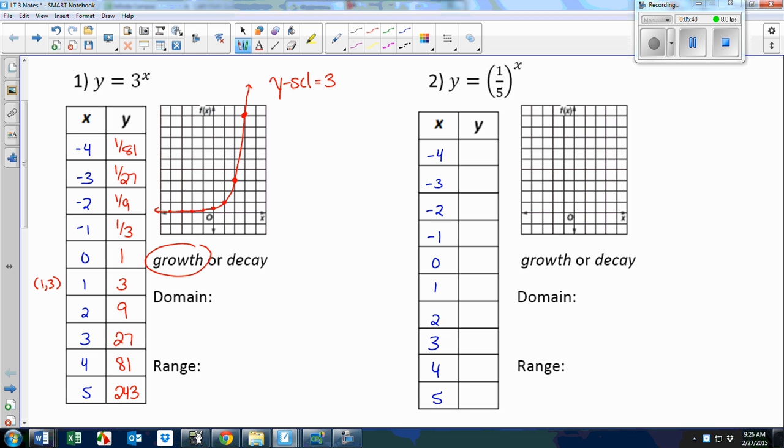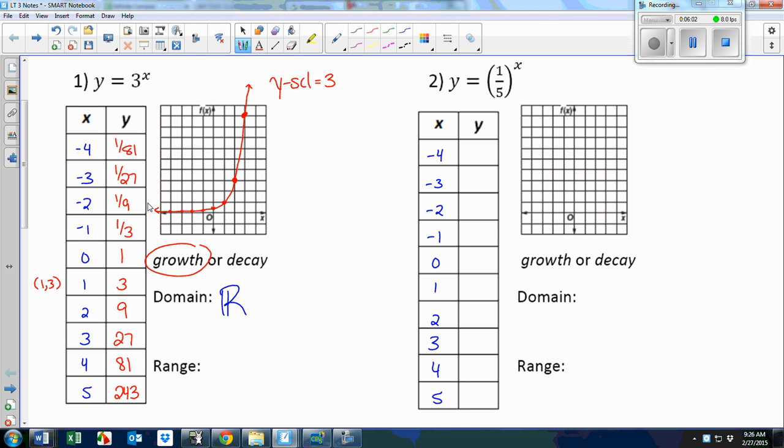Exponential growth. Domain. We only put -4 to 5 in, but what could we have put in that exponent? Anything. So all real numbers. What's the range? What comes out? Ooh, so close. Yeah, this time it's only greater than 0, for this reason.